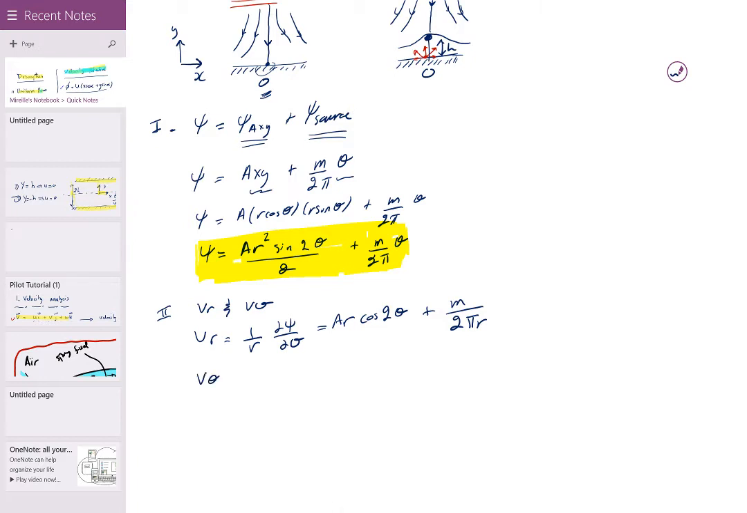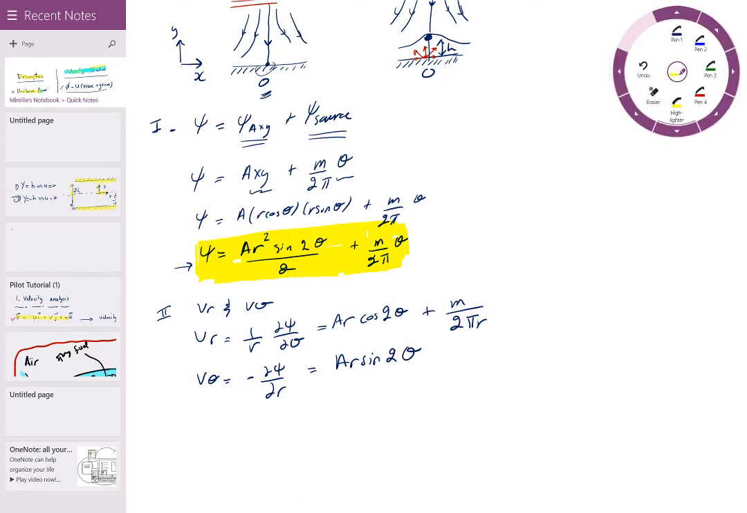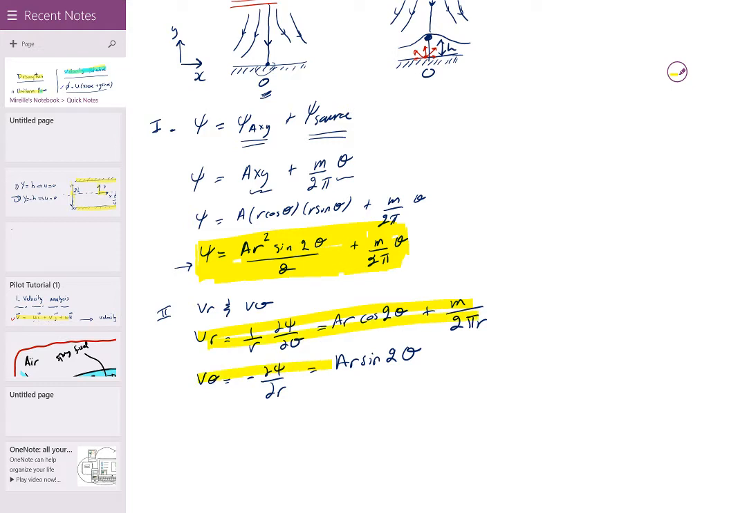Next I have v theta. It's minus d psi by dr. I'm going to differentiate my function with respect to r. I'm going to have 2, and the 2 is going to cancel the 2. I'm going to end up getting minus A r sine 2 theta. Okay, so I have my next milestone. When I get to this part, it means I'm 70% done with my problem, and I'm assured I'm going to get a lot of partial marks.